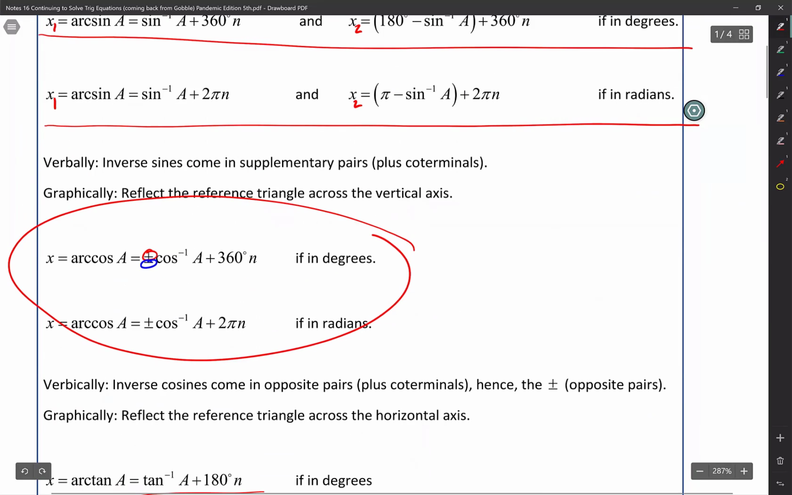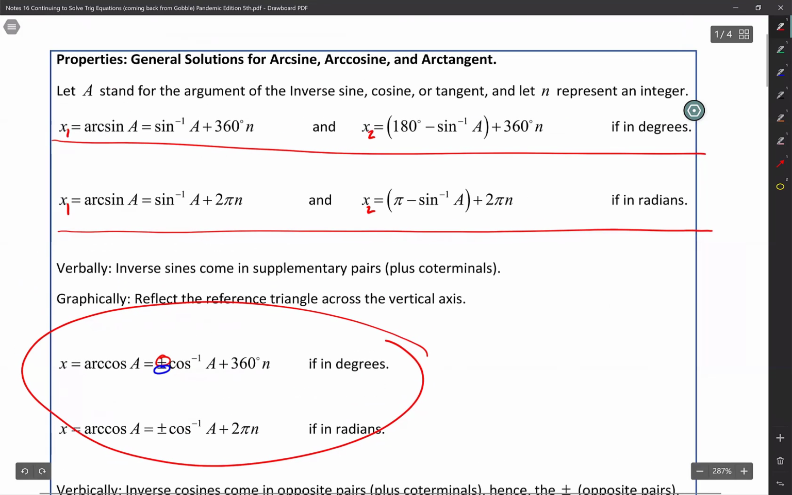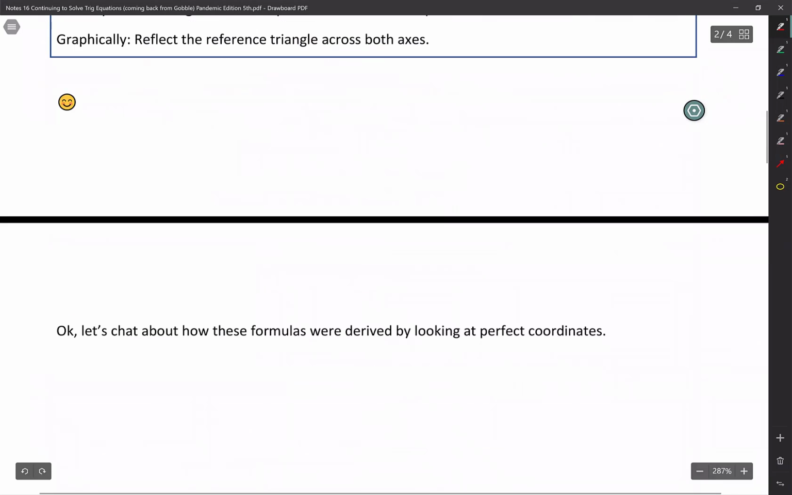So I gave you guys some little notes there, verbally and graphically and all that good stuff. And n represents an integer. So n is just how many cycles you have done. 360 is one revolution, 2 pi is one revolution. So there's the difference. That's where you see the 360n. All these formulas can be derived logically. So let's talk a little bit about how we derive them, guys.